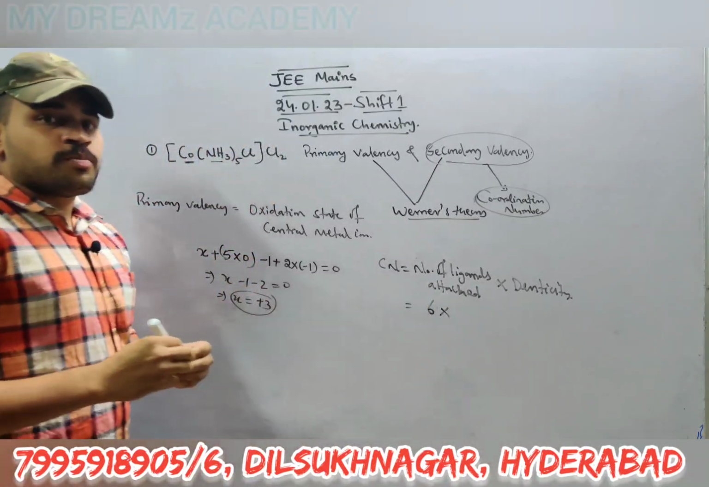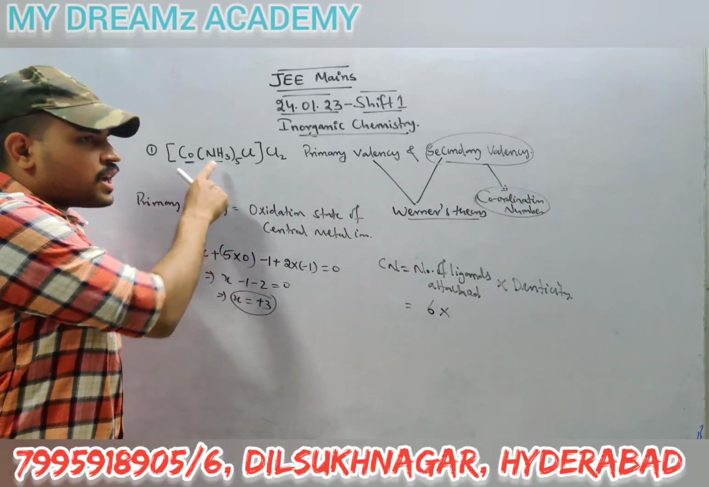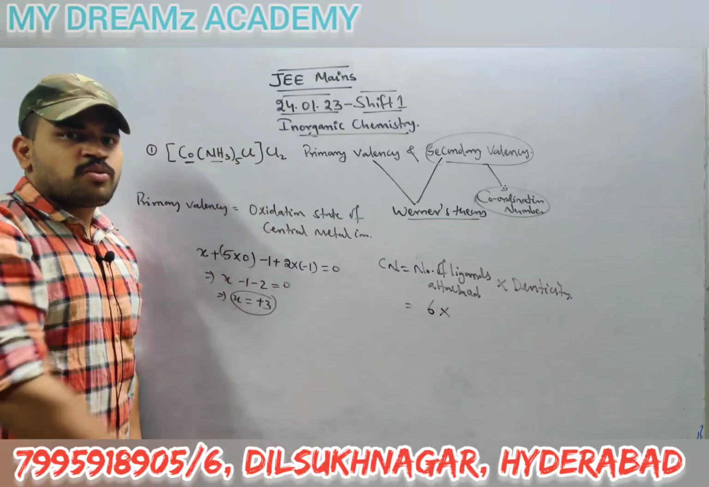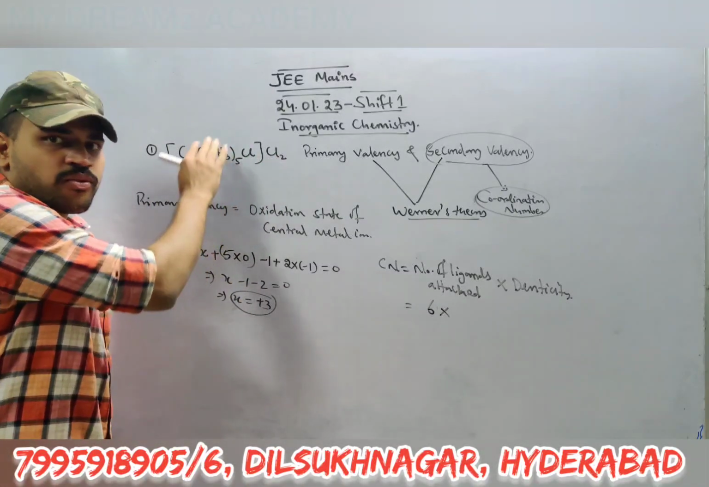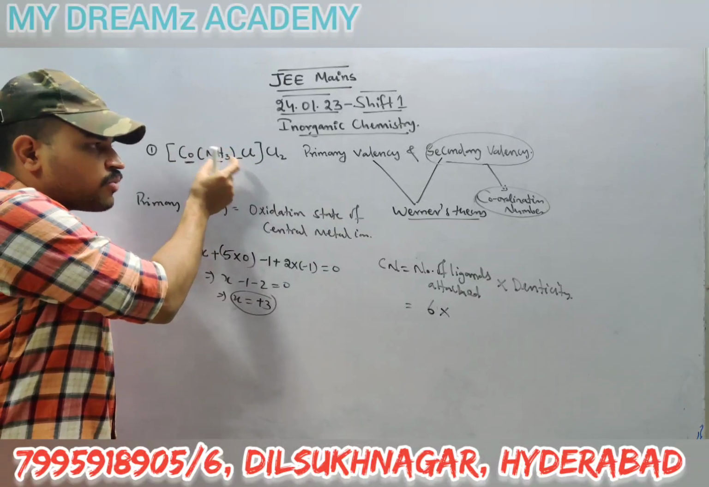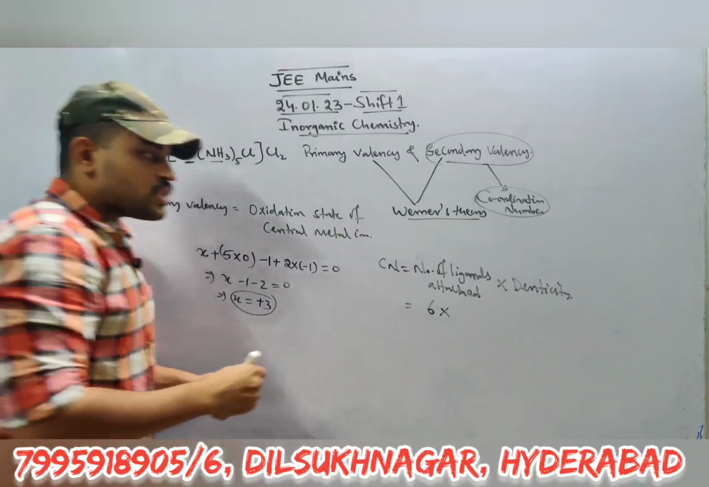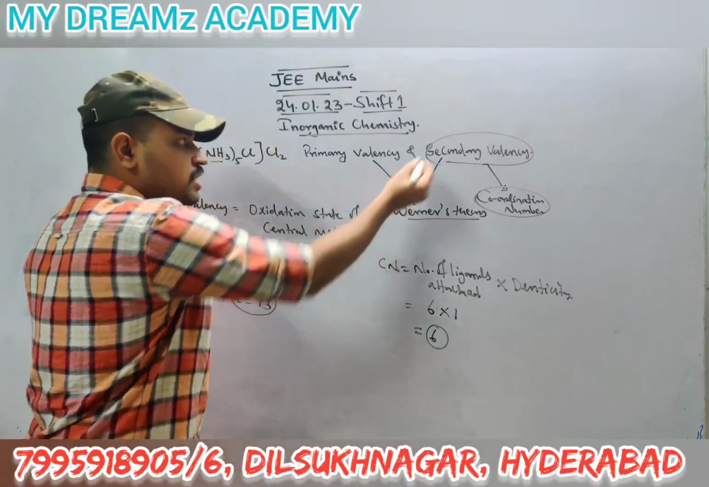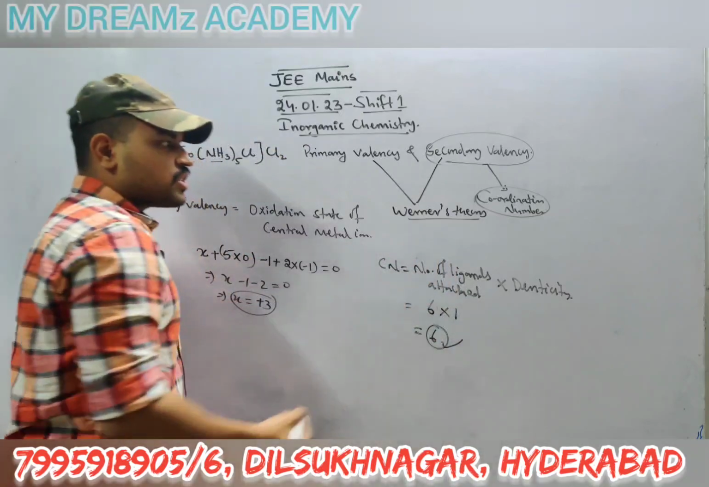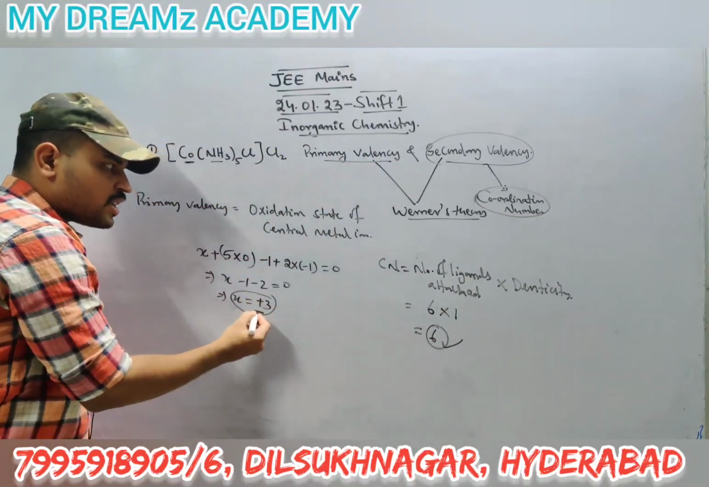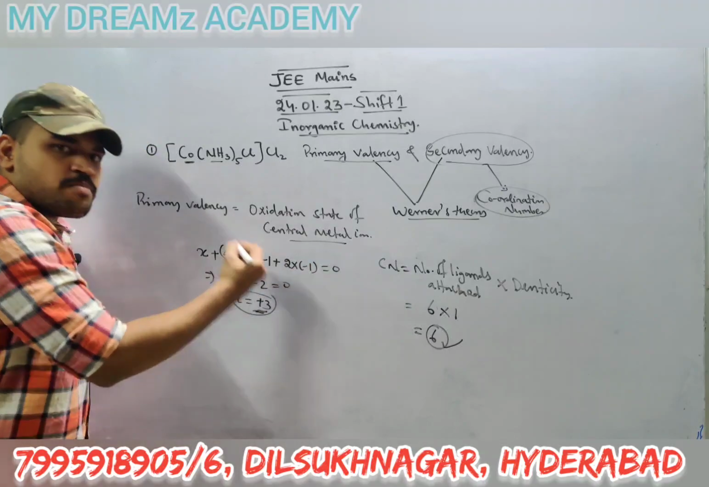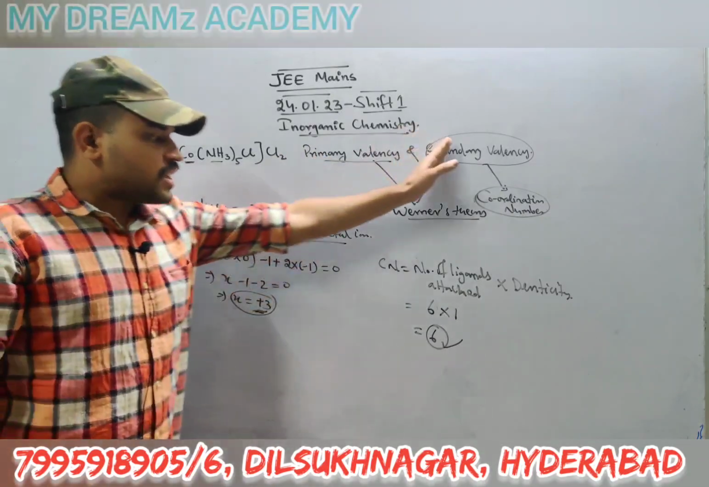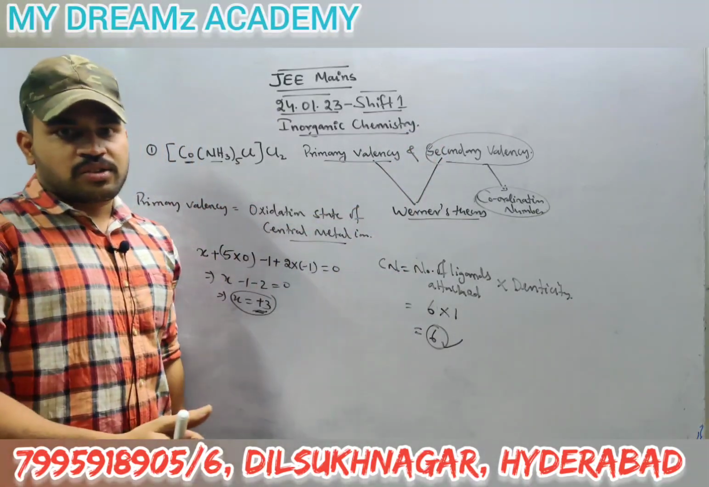And what is their denticity? How many pairs of electrons can they donate? Ammonia can donate only 1 pair of electrons. Chlorine is also attached, and it can also donate 1 pair of electrons. So all the ligands attached are monodentate, that's why the denticity is 1. Finally, the secondary valency is its coordination number, that is 6. The primary valency is the oxidation state of the central metal atom, that is plus 3. So the answer: primary valency is plus 3 and secondary valency is 6. This is the answer for the first question.